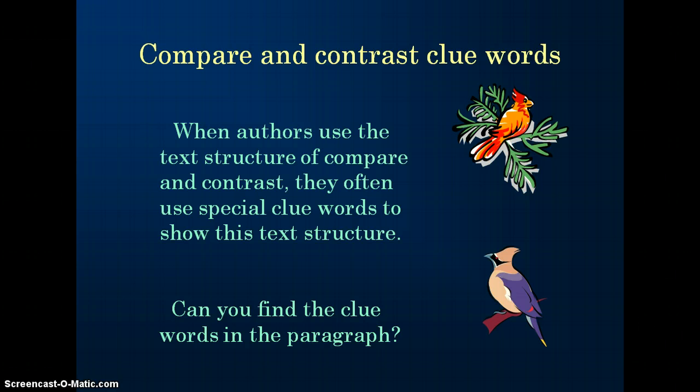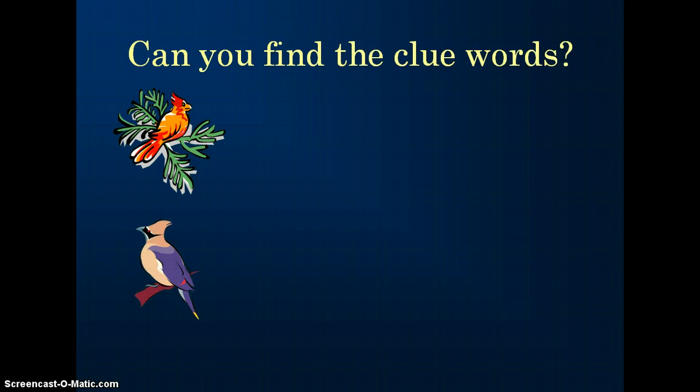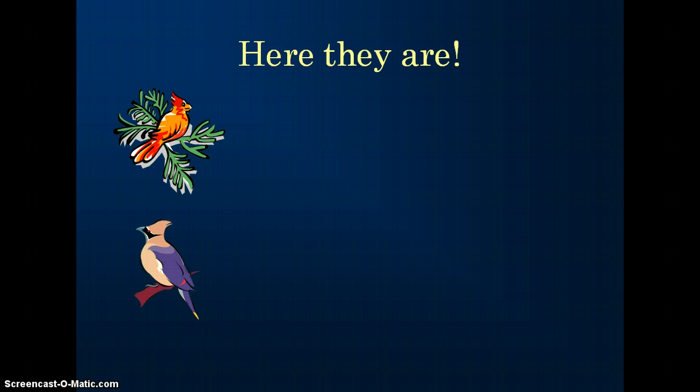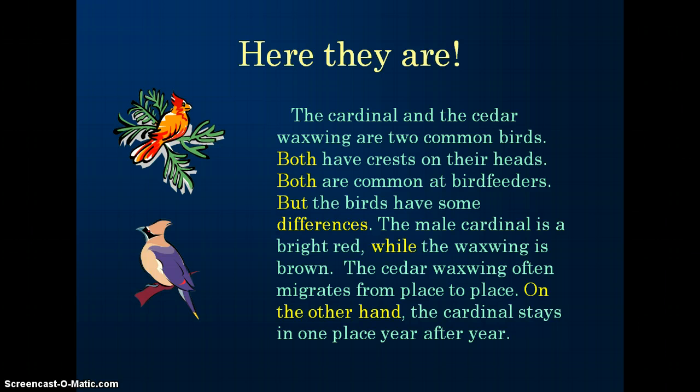Compare and contrast clue words. When authors use this text structure of compare and contrast, they often use special clue words to show this text structure. Can you find the clue words in the paragraph? Let's look at them. Here they are. We've got words like both, which shows similarities. We've got but, which shows contrast. Then you got differences, also contrast. While the waxwing is brown, while shows you that that's something different. And then on the other hand, it's also contrasting. So those are our clue words there.